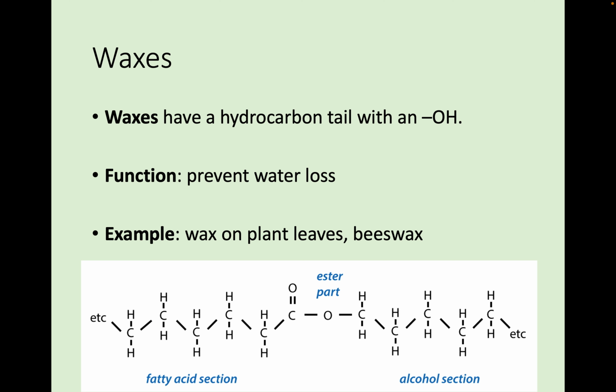And lastly, the waxes, which have a hydrocarbon tail, that means it's made of hydrogen and carbon, with an OH attached. That's kind of this part here. The function of a wax is to prevent water loss. So if you go up to a plant and feel the leaves, not one that's dead on the ground, and it feels kind of slippery, go feel some leaves on the way home. That is because there's a wax on there that's preventing water from coming out of the leaf.